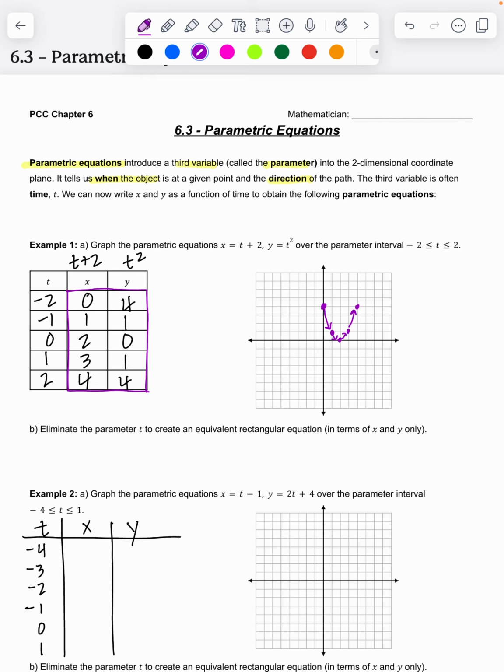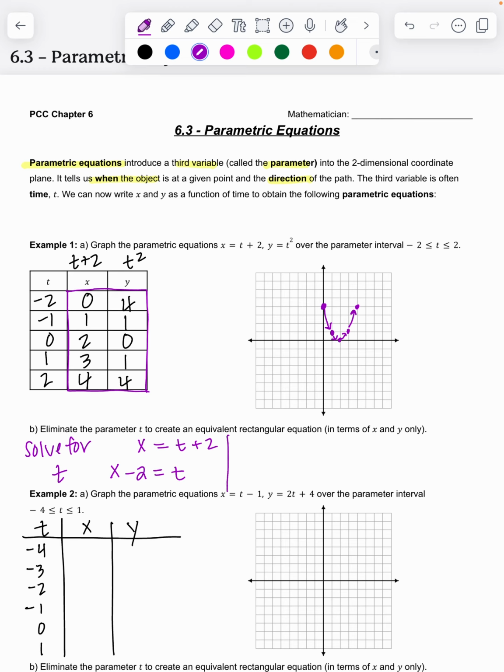So we could actually take away that parameter. If we want t to go away, to create a new equation in terms of x and y only, what we're going to try and do is take each equation and solve for t. So if I take that x equation, x equals t plus 2, and solve for t, it's going to be x minus 2 equals t.